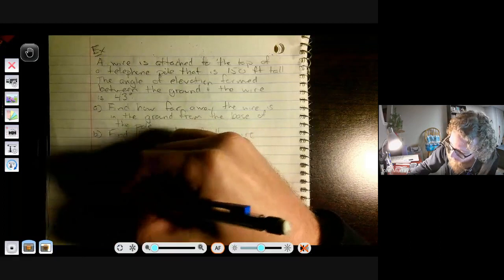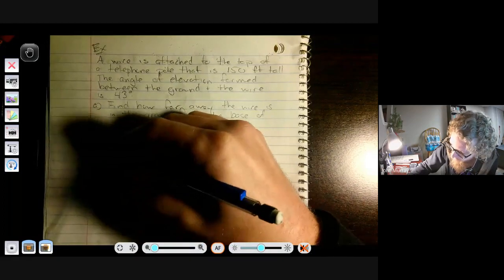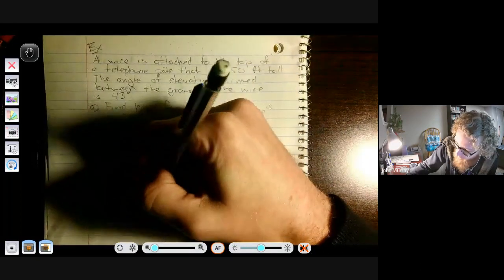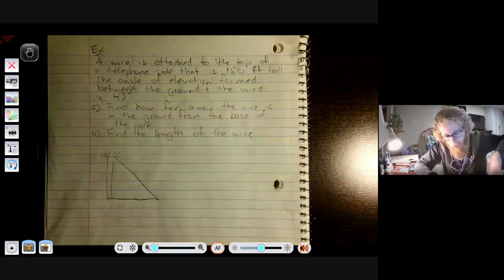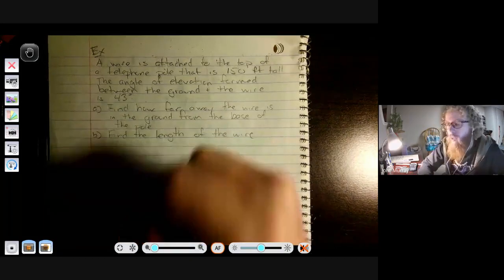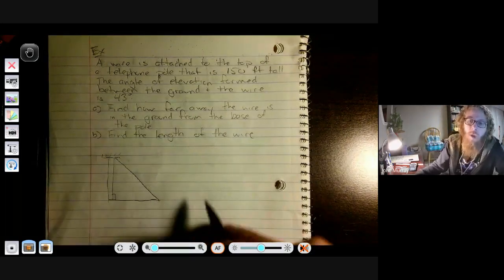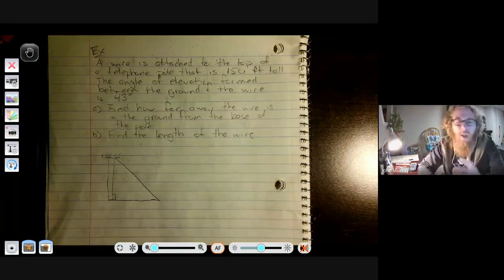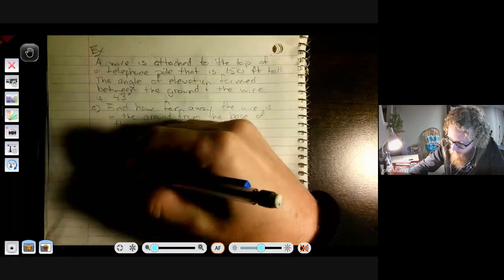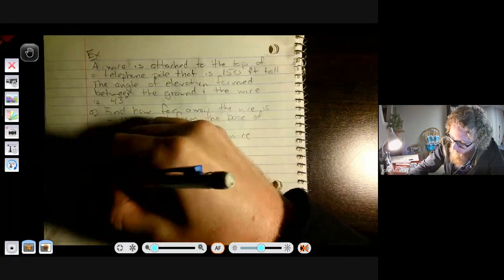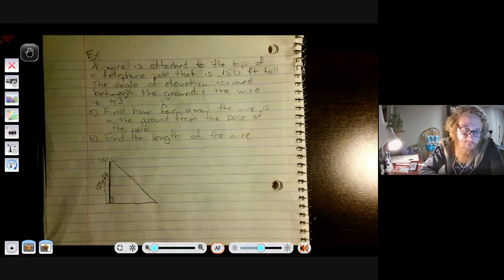All right, so here's my telephone pole. Here's my wire attached to it. And there's the ground. Now, if you got it flipped, that's okay, as long as you have a right triangle. If you have it drawn the other way where the telephone pole is on the right, it doesn't matter, as long as you label everything correctly. So the information they give us is that the telephone pole is 150 feet tall, so that's going to be the vertical. That's going to be 150 feet.